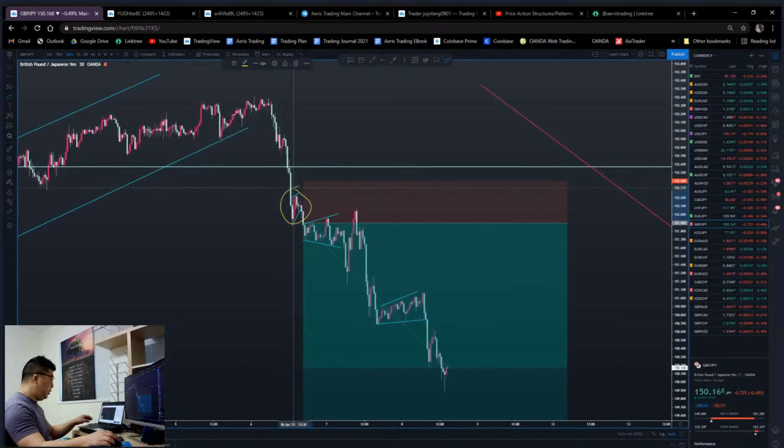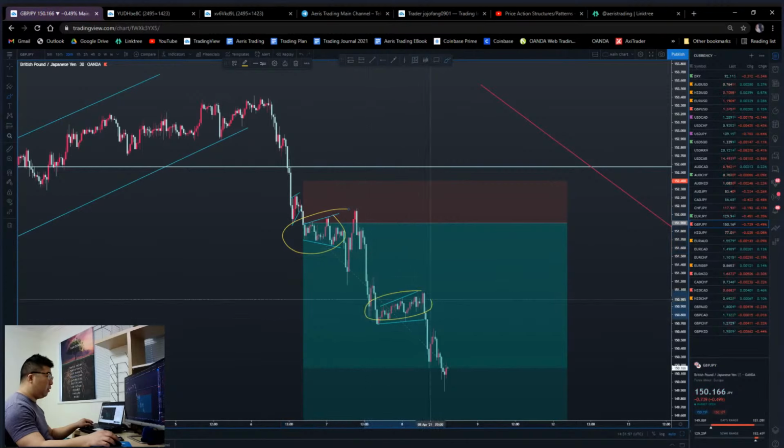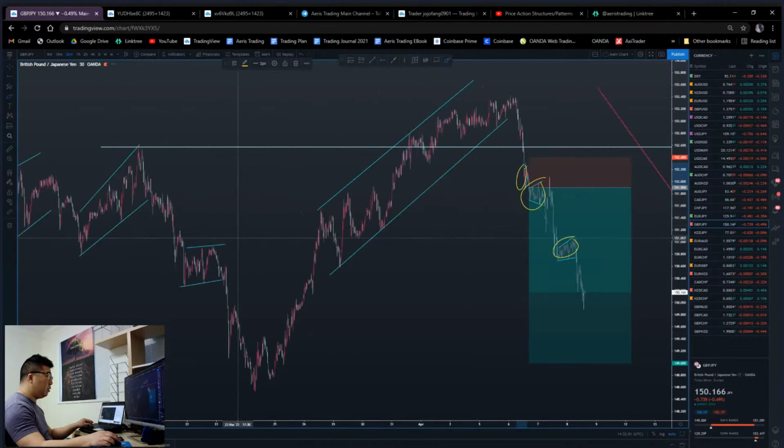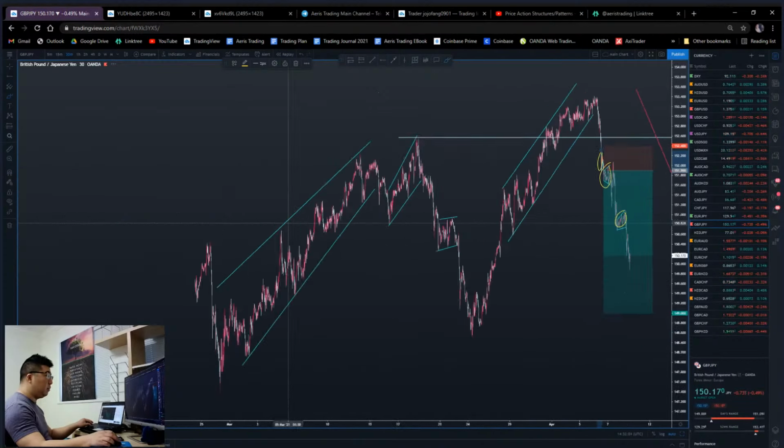So this is a possible entry, this is a possible entry as well, and this is a possible entry. They're all continuation corrections, if you notice. You're always going to see lower time frame corrections, doesn't matter where you look at them. You're always going to see lower time frame corrections, okay?